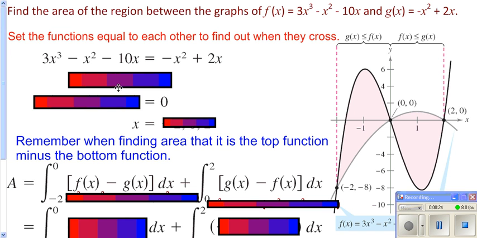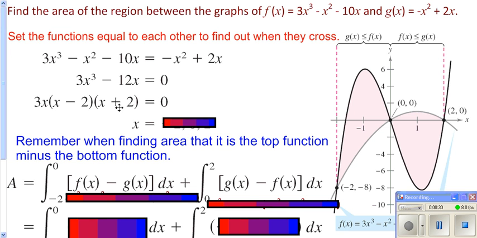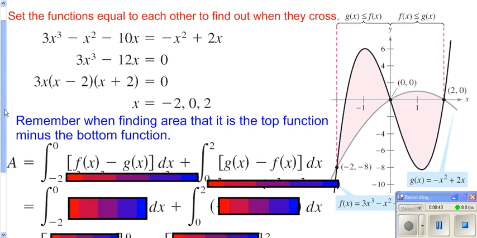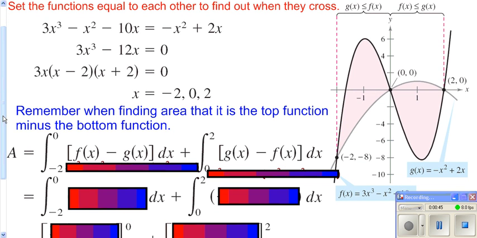When we do that, you'll notice that our x squareds drop. Then we can factor it, pulling out the greatest common factor of 3x, and it leaves you with a difference of squares, so you know it crosses at -2, 0, and 2. That does match with the graph over here. You probably don't have the graph on your paper, but feel free to graph it on your calculator. That way you can see if your answers of where they cross make sense.